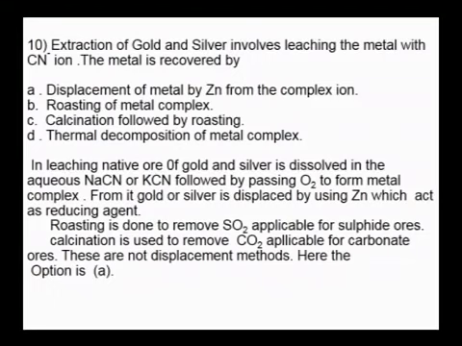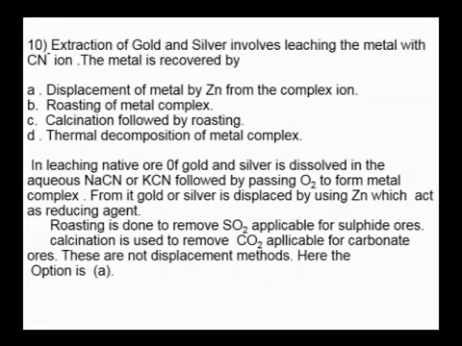So in this method, gold and silver native ores are dissolved in aqueous solution of sodium cyanide and air. So hence it forms a complex. From the complex, the gold or silver is displaced by adding zinc. So here zinc acts as a reducing agent. Therefore, the correct option is displacement of metal by zinc from the complex ion.